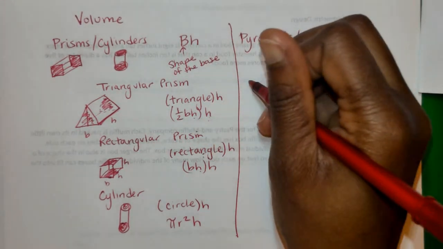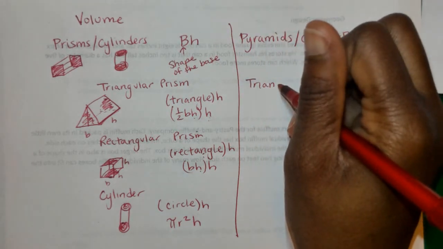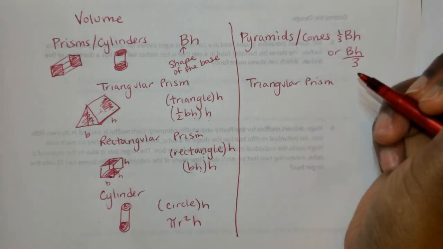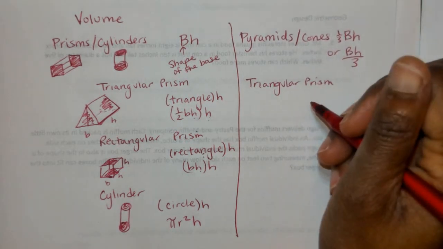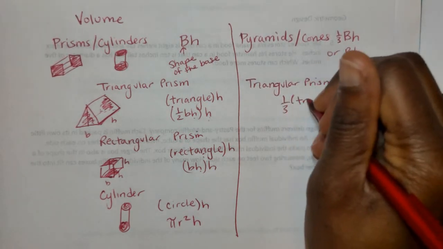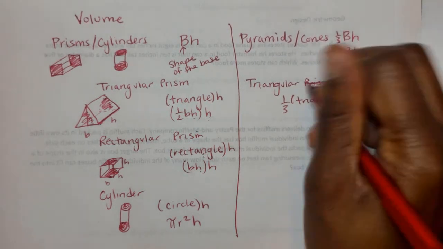So for the triangular prism, I'm not going to attempt to draw the pyramids and cones, but if you need to see a visual of that, you can YouTube what those look like. Google what those look like. So that this is going to be the 1/3 triangle times the height of the prism. Sorry, pyramid. We're doing pyramids now.